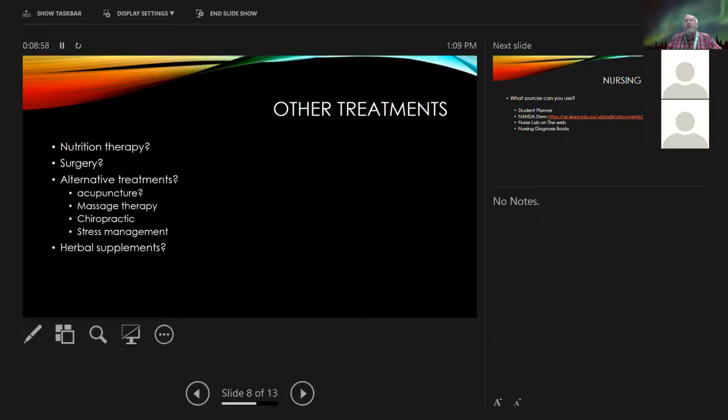Surgery, what are some of the surgeries that they can do? For an MI, you can do a PTCA, a pizza. You can do open heart, you can do a CABG. You can do all kinds of things.